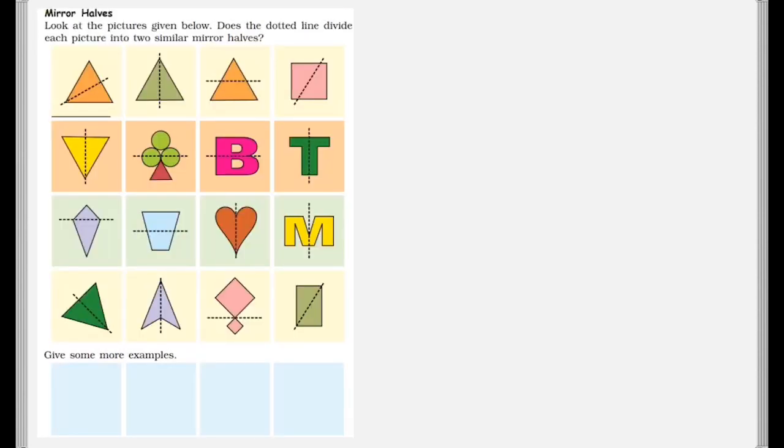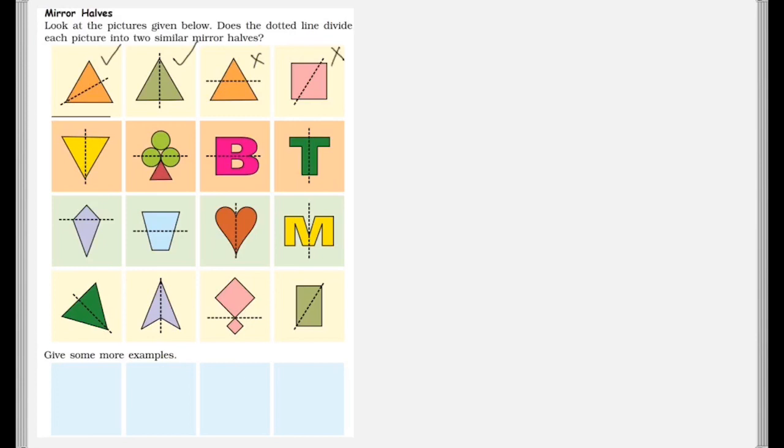So mirror halves. Look at the following pictures given below. Does the dotted line divide the picture into two similar halves? Okay, so yes, in the first picture it is being divided, the second picture also it is being divided, but in the third picture it is not being divided. Now we talk about the fourth picture. If we put a mirror, we won't get the same.